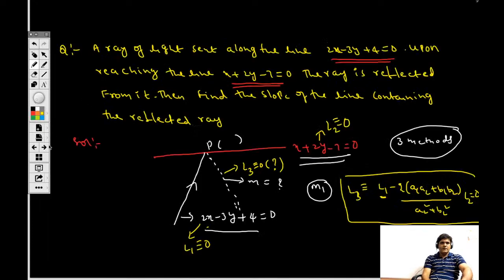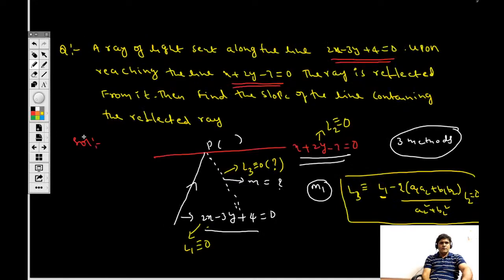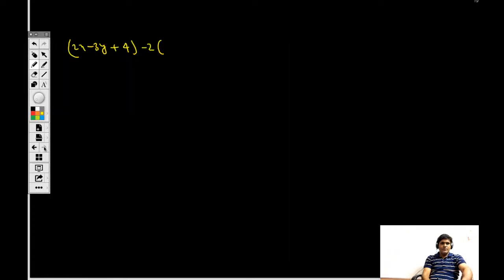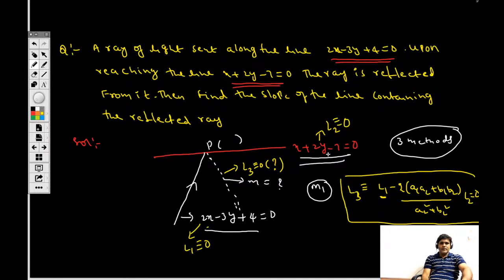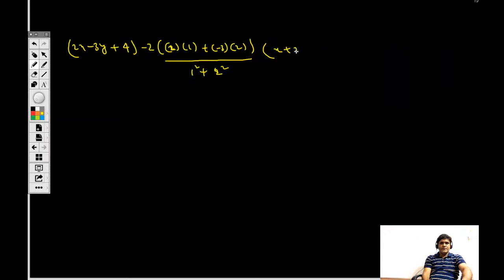So L1 is 2x minus 3y plus 4, minus 2 times (a1a2 plus b1b2), that is coefficient of x, 2 into 1, plus minus 3 into 2, by a1 square plus b1 square, therefore a2 square plus b2 square, 1 square plus 2 square, into the second line, in the sense the mirror, x plus 2y minus 7 equals 0. This is the reflected ray equation.